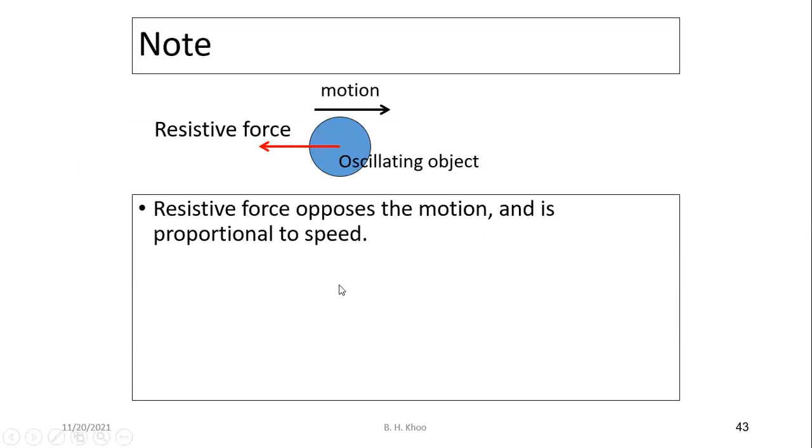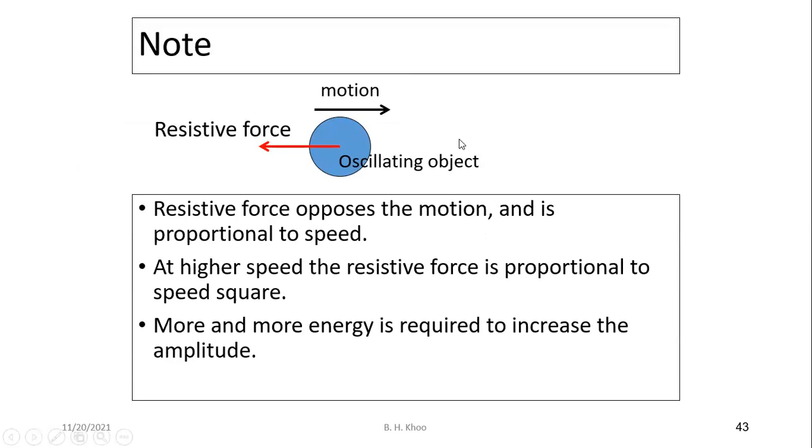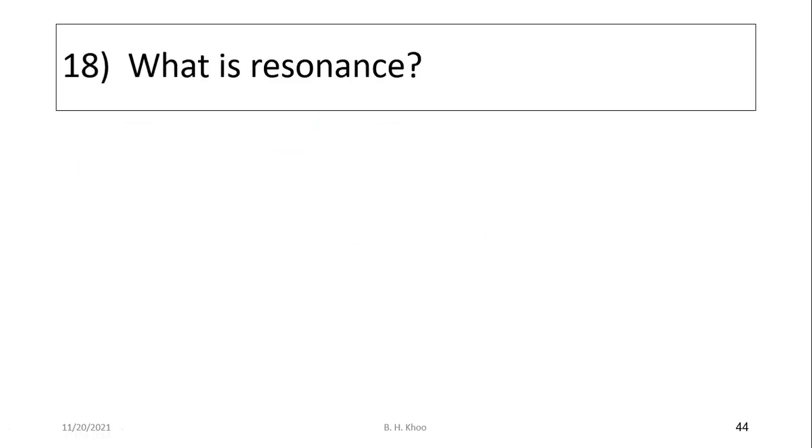So this is acceleration, there's your motion. It's going to move to the right. Resistive force to the left, or air resistance to the left. It always opposes the motion and it's proportional to the speed. At higher speed, it's proportional to the speed squared. That means the greater speed you give, the greater the resistive force. So more energy is required by you to increase the amplitude.